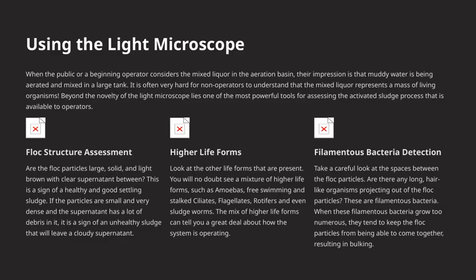Now let's talk about flock structure. When you examine the flock particles, look for ones that are large, solid, and light brown, with clear water separating them. That's a good sign. It indicates the sludge is healthy and will settle well. Conversely, if you see small, dense particles and the supernatant is filled with debris, that suggests the sludge isn't in good shape and might cause the water to be cloudy.